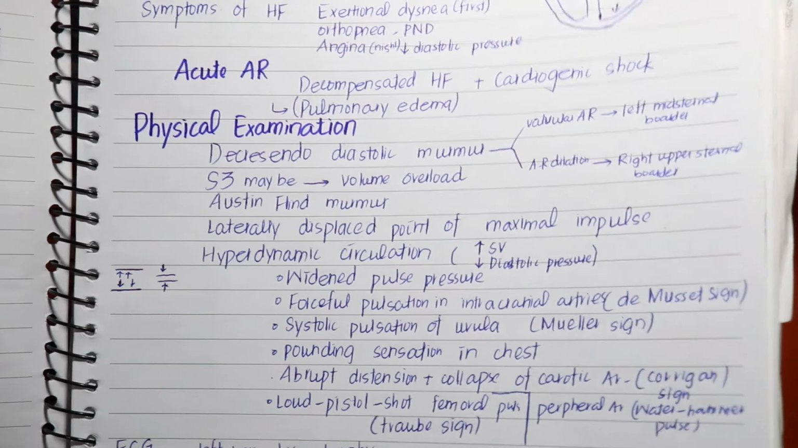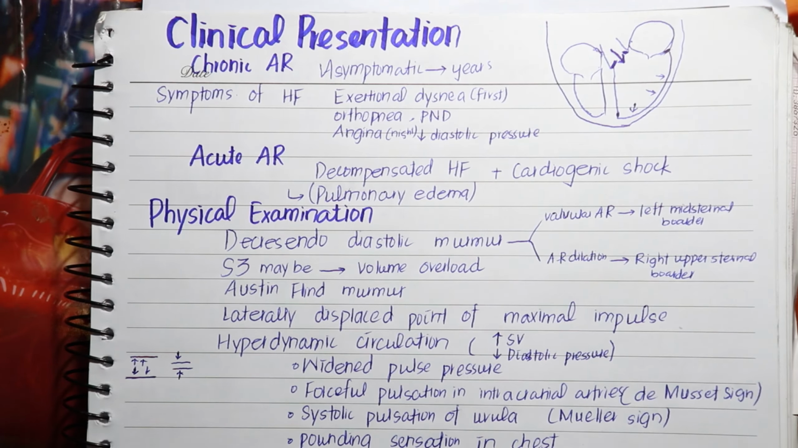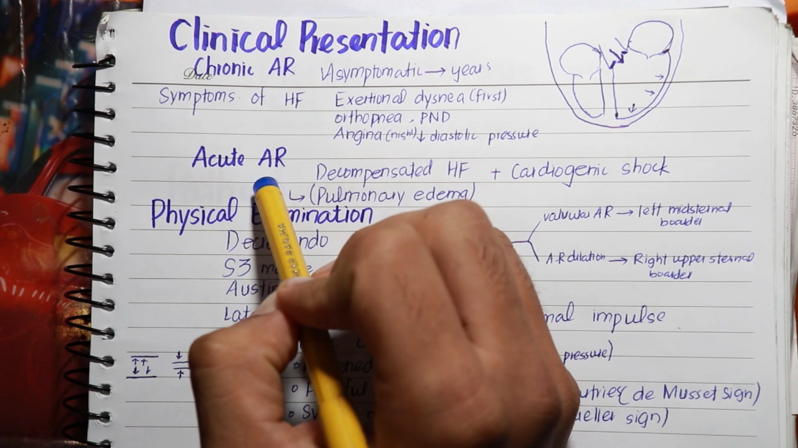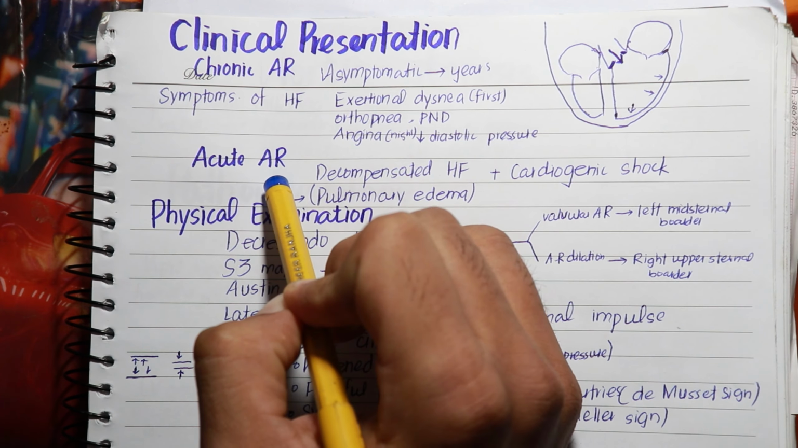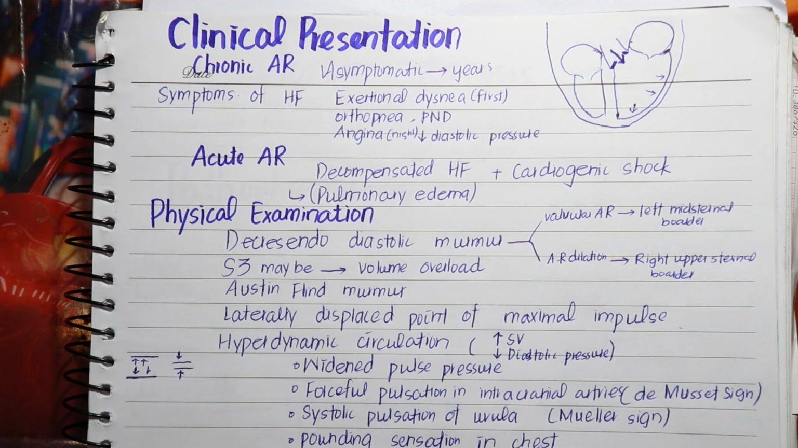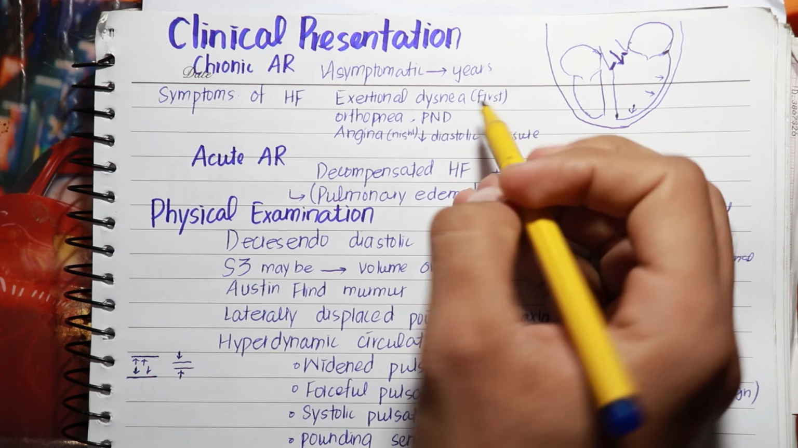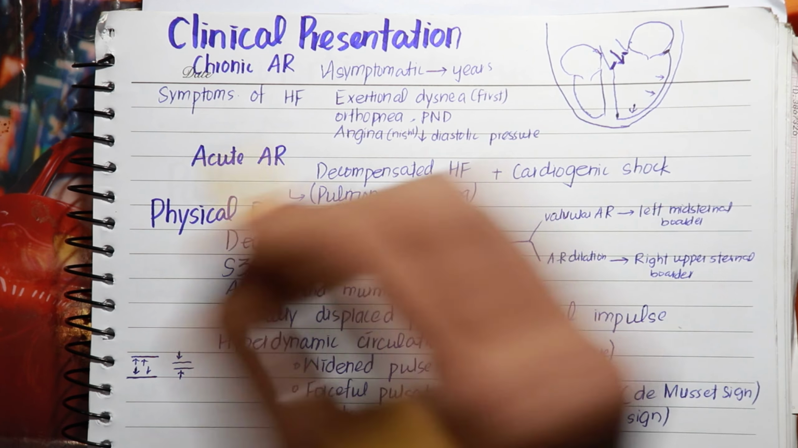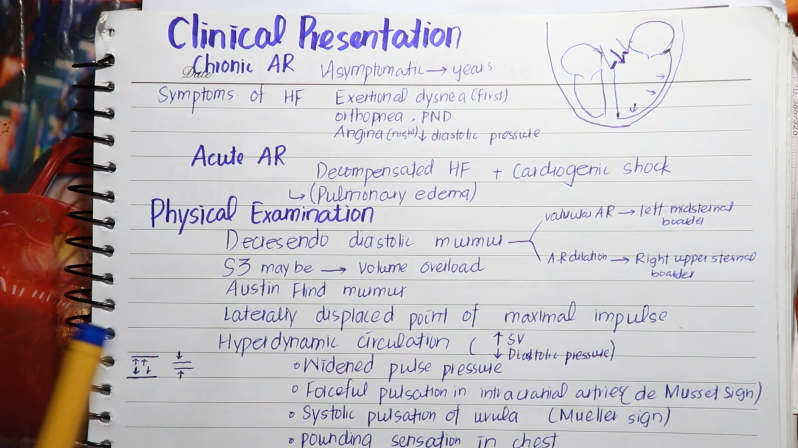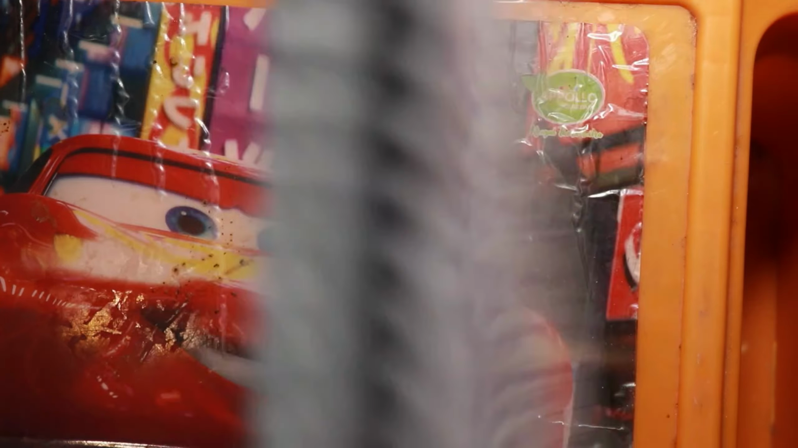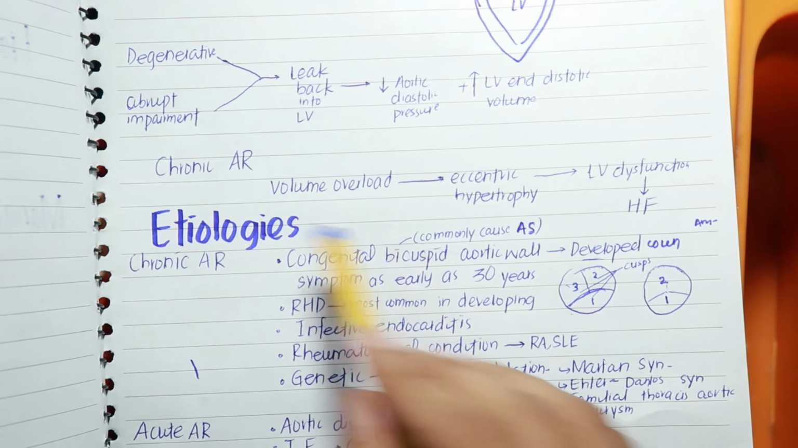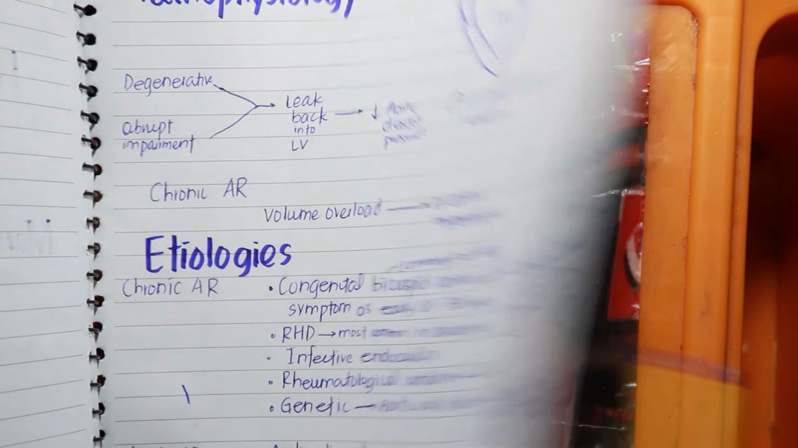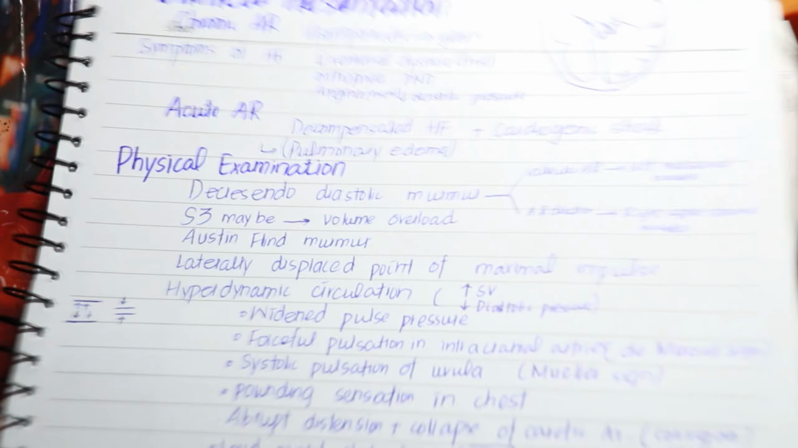Now we'll come to the clinical presentation, how the patient will present to you in clinic, in chronic aortic regurgitation or in acute aortic regurgitation. In chronic, mostly the patient remains asymptomatic for years and years, you can say for 20 years or 2 decades. After that, symptoms appear, and they are symptoms of heart failure. We know that in pathophysiology we have studied that it ultimately leads to heart failure. So the symptoms would also be of heart failure.